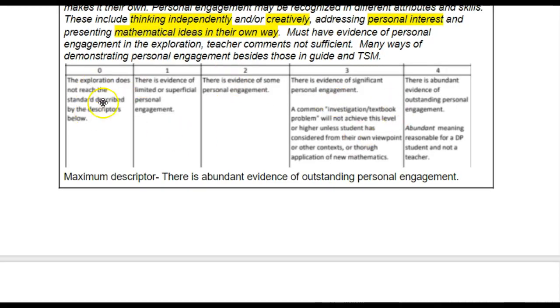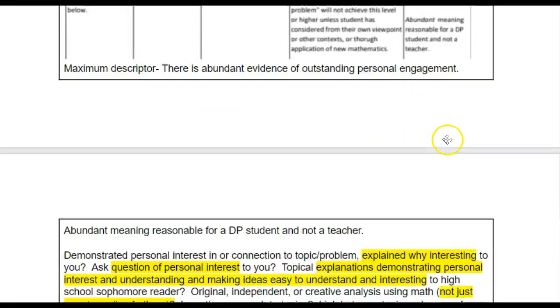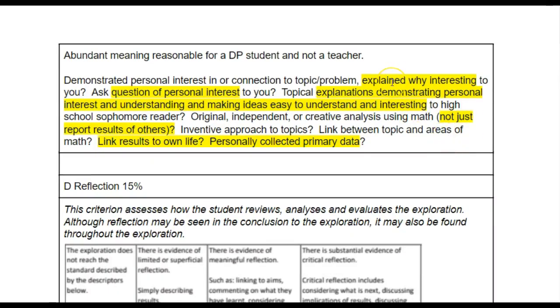By the way, I'm including all the descriptors here, but some of these descriptors are not very specific either. So I'm providing a lot more information here that you're going to see in the rubric. So explain why it is interesting to you. If you have a story about why this non-math concept is interesting to you, and you explain that and convince the person that it is interesting to you, then that's going to count for something.